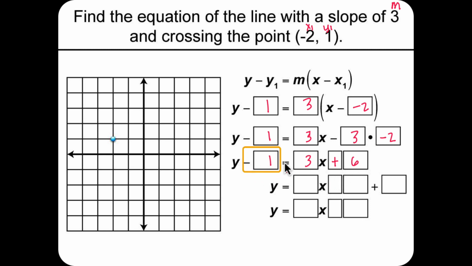Now all we need to do is get rid of this term. So we add 1 to both sides, and we get y equals 3x plus 6 plus 1. Simplifying, we get the equation in slope-intercept form: y equals 3x plus 7. And this is the line that crosses this point and has a slope of 3.